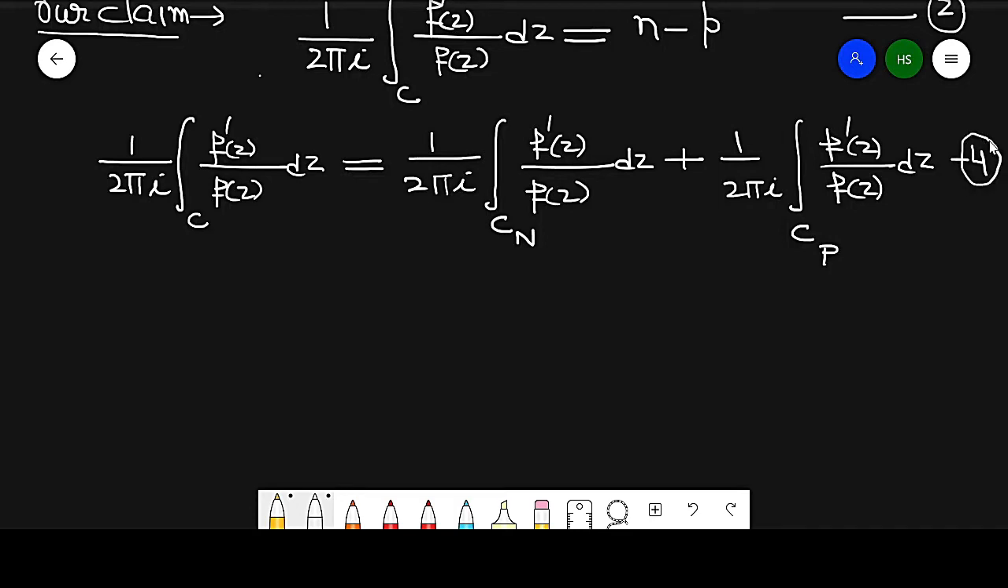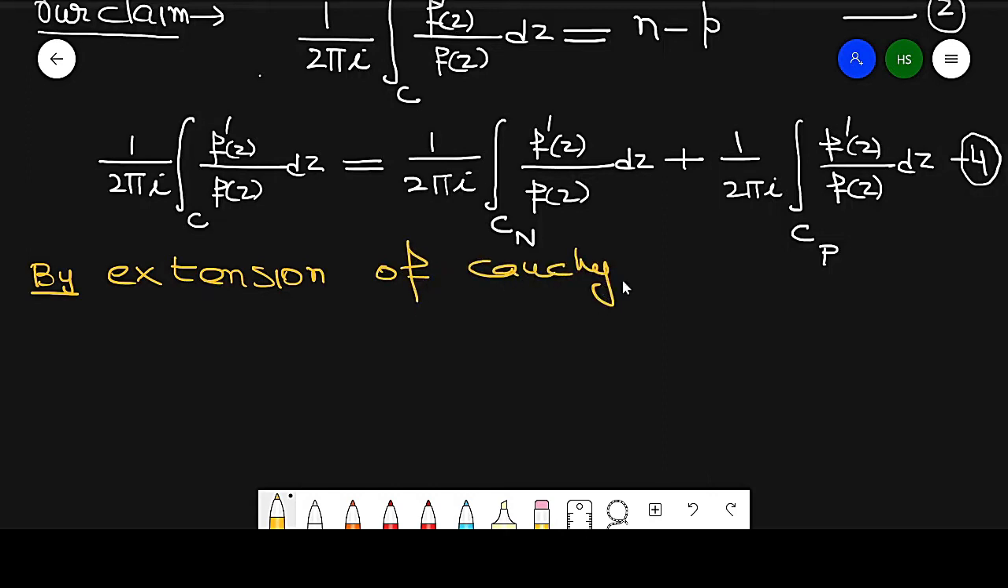So this result is by extension of Cauchy theorem. You must write it in this way. This is the extension of Cauchy theorem. So by applying extension of Cauchy theorem.